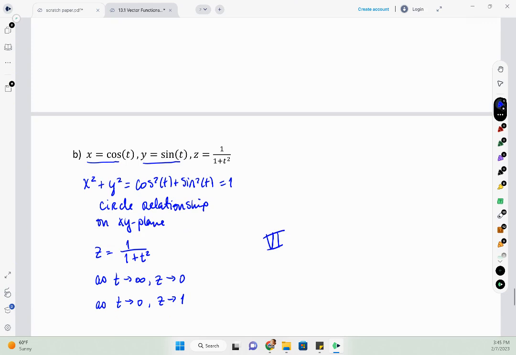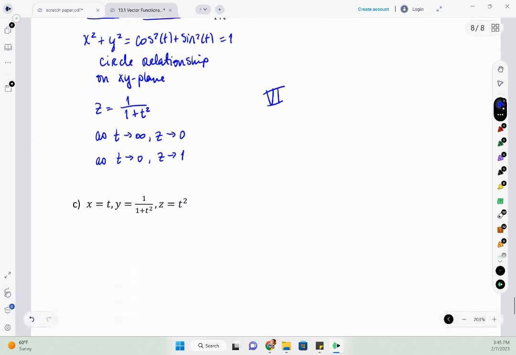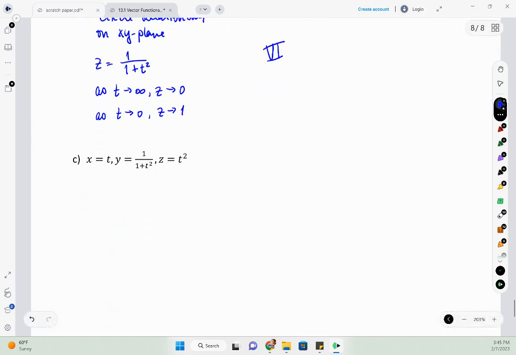So I'm not actually graphing these, right? I'm just talking about the relationships and seeing if I can glean anything at all from that. Let's look at the next one. It's a little bit different, but kind of similar.